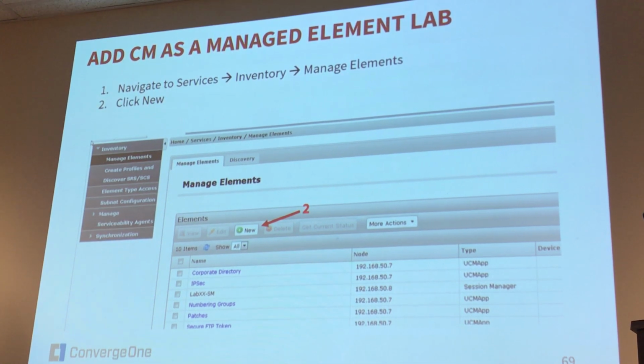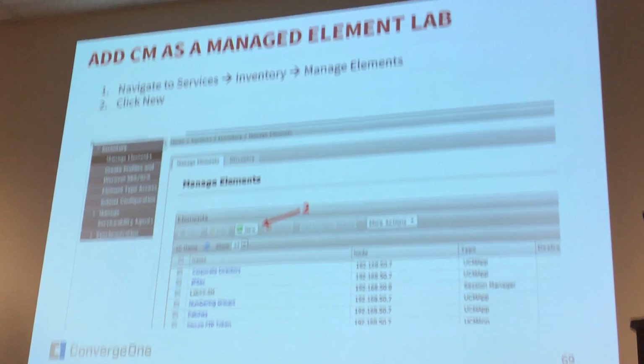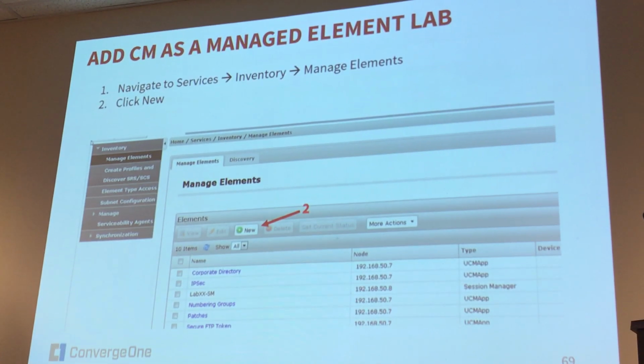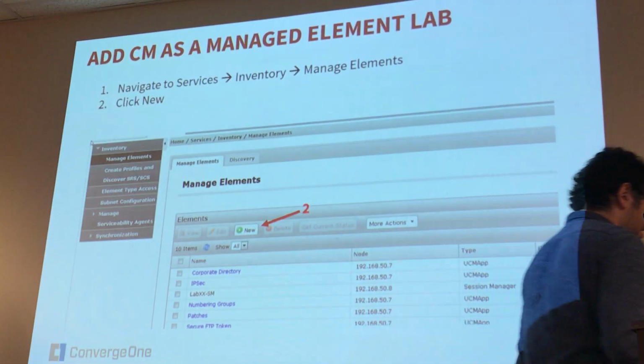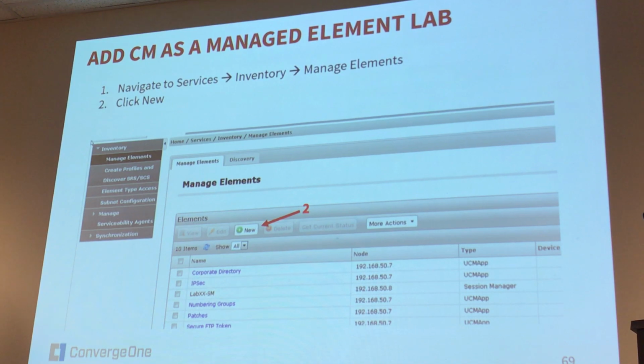You know what, I just realized we can't do the same thing at the same time. So, maybe I'm gonna show you. Through services, you go to inventory and manage elements. Then you do new to add a new element, and then you select the type of element. I select the communication manager. That committed opens this window up. So you give the name to the CM, and then put in the IP address that goes for that.